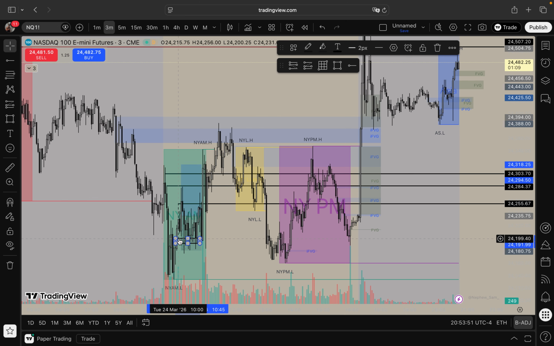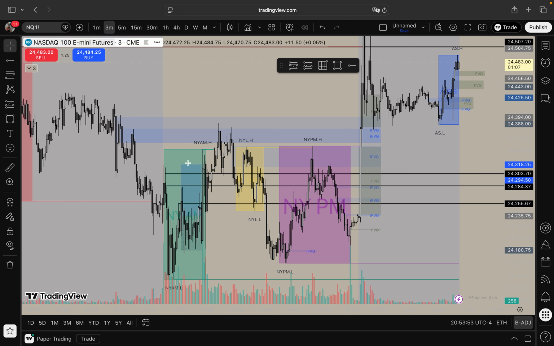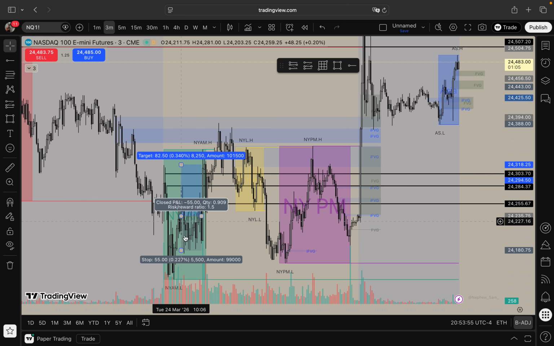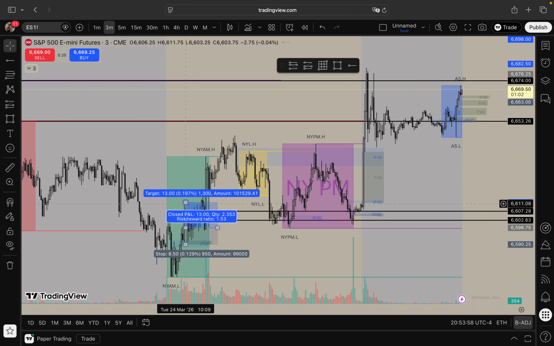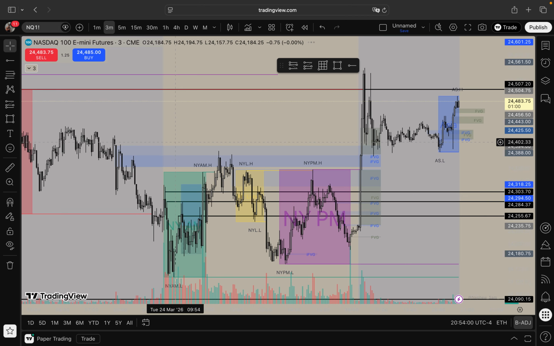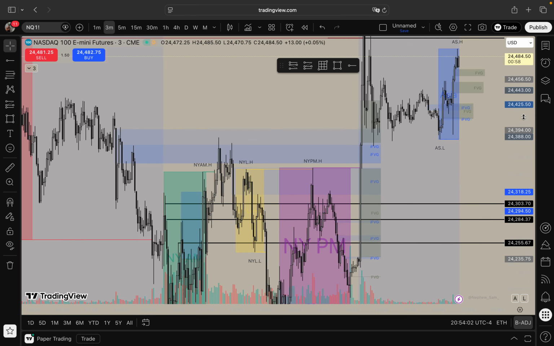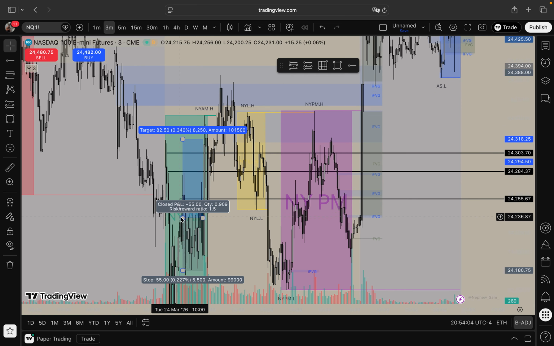And then from there, we came up, inversed a 1-minute while having the opportunity to fill this 3-minute, and we did the same on ES. And from there, I entered longs. How I trade with multiple take profits.